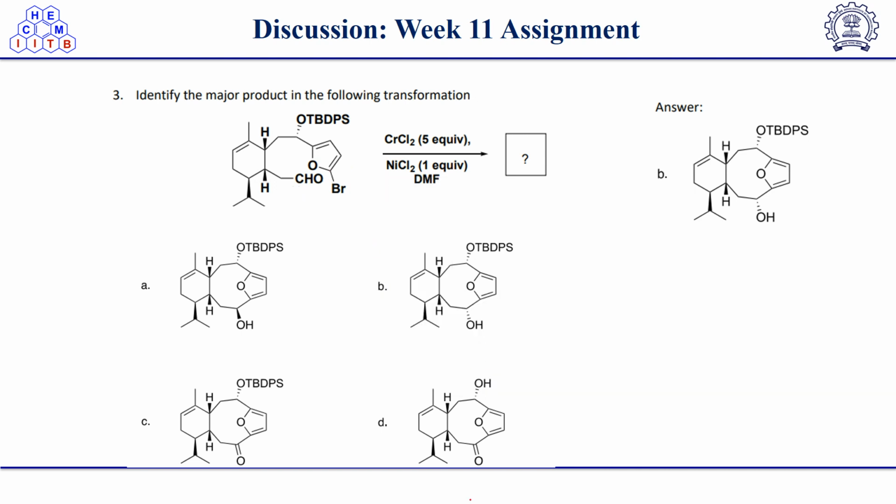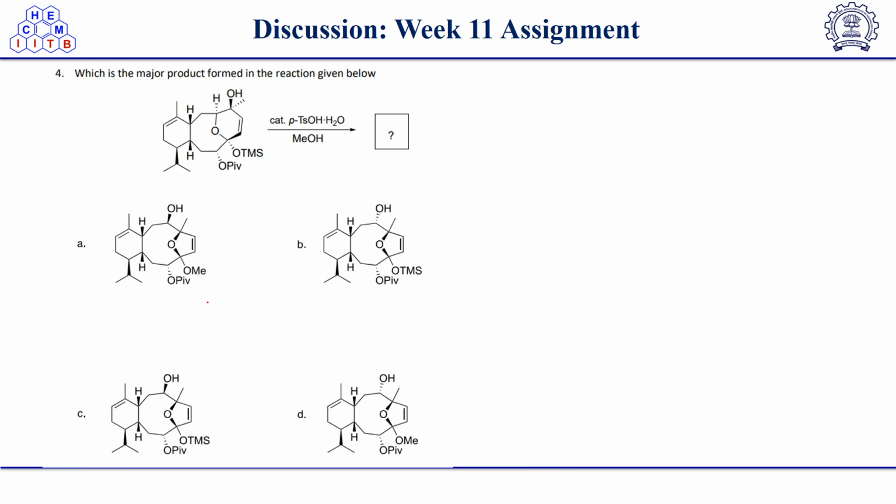So this is a named reaction, chromium catalyzed carbon-carbon cross coupling between alkyl, aryl or vinyl halides and an aldehyde, resulting in the formation of alcohol. Its name is the Nozaki-Hiyama-Kishi reaction. Moving on to the next question. What is the major product formed in the reaction given below?